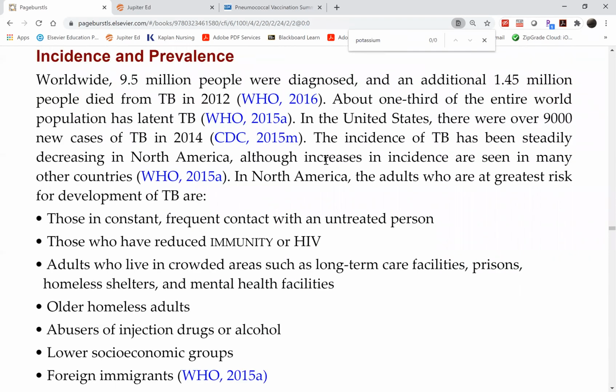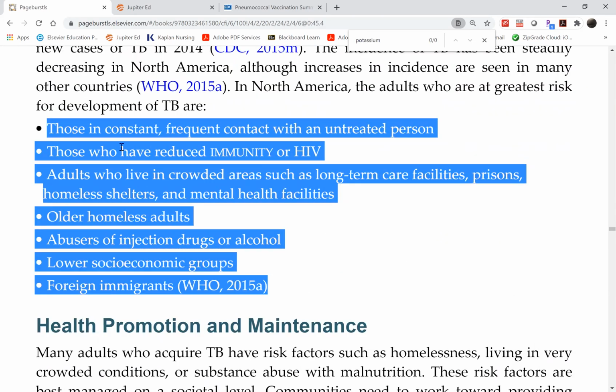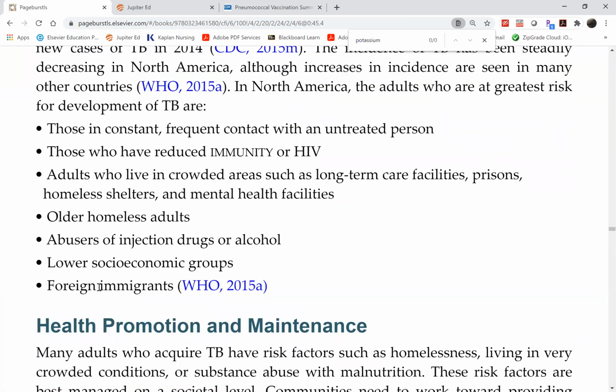So who is at risk? These are the people who are at risk. Now for the foreign immigrants part, the immigrants here must have immigrated within the last 5 years. The countries are, of course, all Asian countries, so that's the Philippines, China, Indonesia, Singapore, any Asian country. So it's prevalent there.